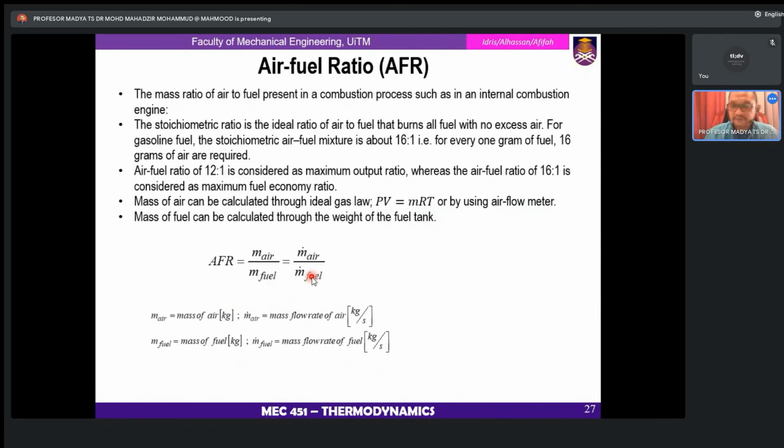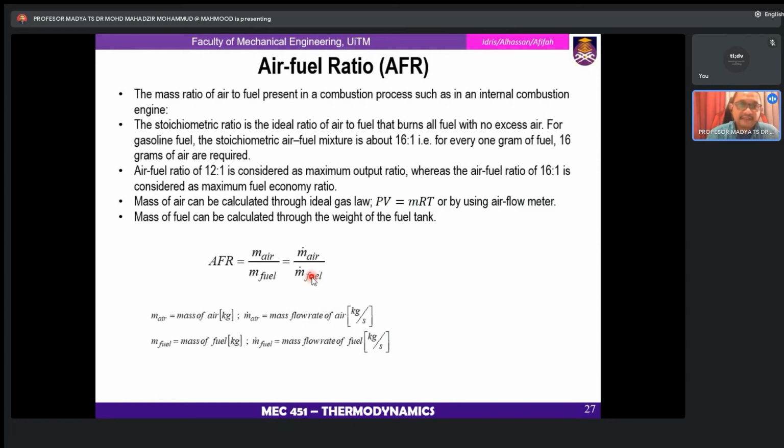Air fuel ratio, AFR. It is the mass ratio of air to fuel present in a combustion process, such as in the internal combustion engine. The stoichiometric ratio is the ideal ratio of air to fuel that burns all fuel with no excess air. When we call this situation stoichiometric, that means the air and fuel burn all fuel with no excess air.